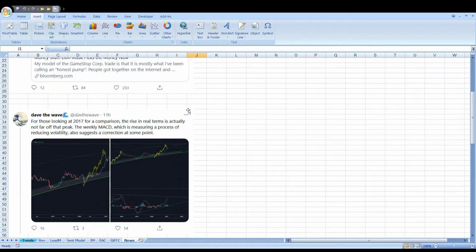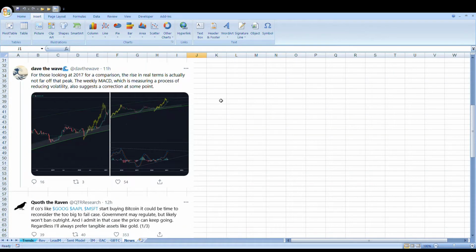I also want to talk about, as we scroll down here, some other concepts. This one suggests that today's rally is going to be similar to 2017. It's possible, but trends are... I see people referring to these trends as fractal.